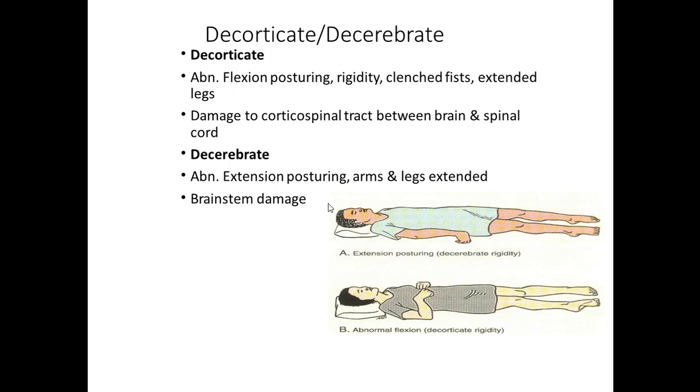In decerebrate, they're going to be more extended. Their toes are going to be extended outwards. Their arms are going to be extended. Their hands are too. And this is when there's damage to the brainstem.